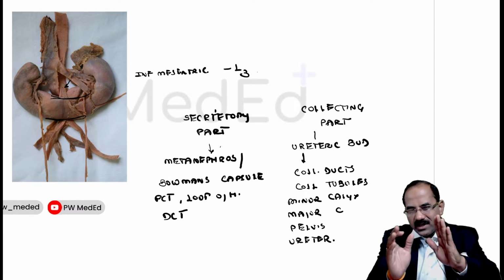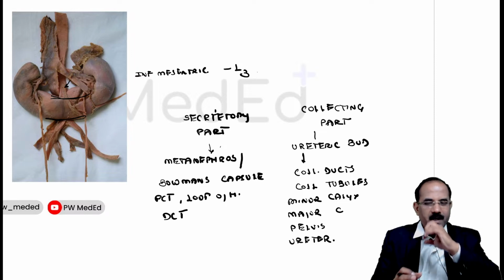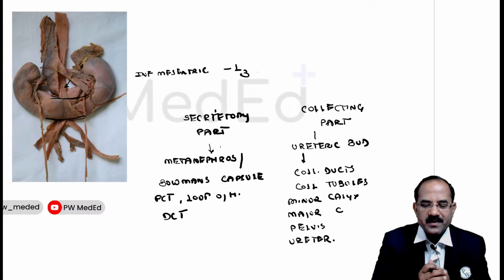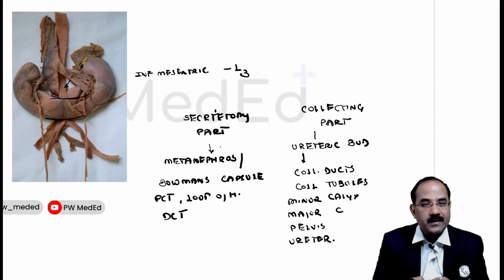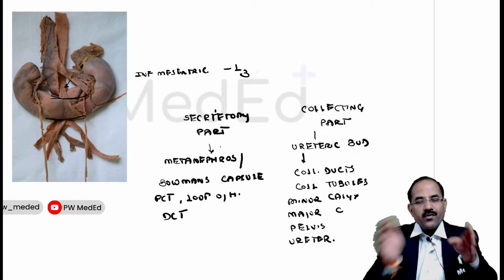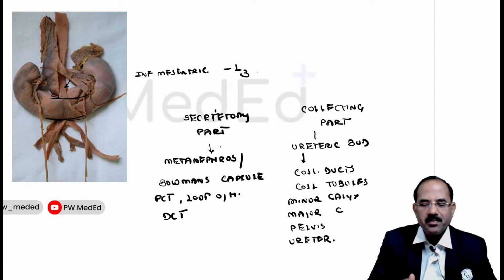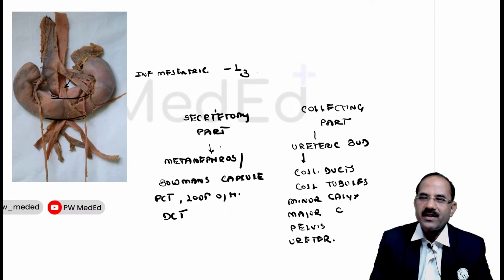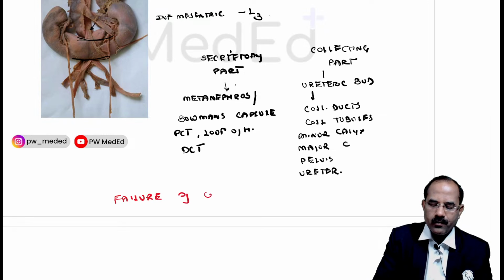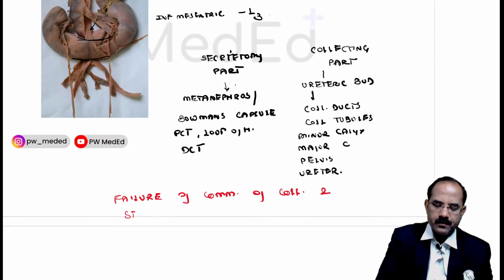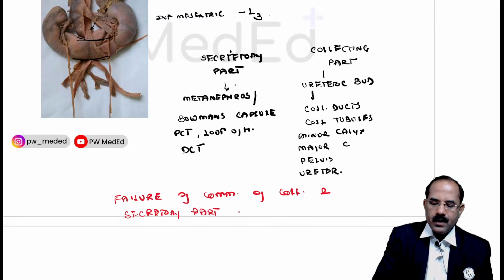Students, the collecting part is derived from a different source than the secretory part. Now, these two parts have to communicate with each other. MCQ: failure of communication of the collecting and secretory parts results in what? A very important MCQ.